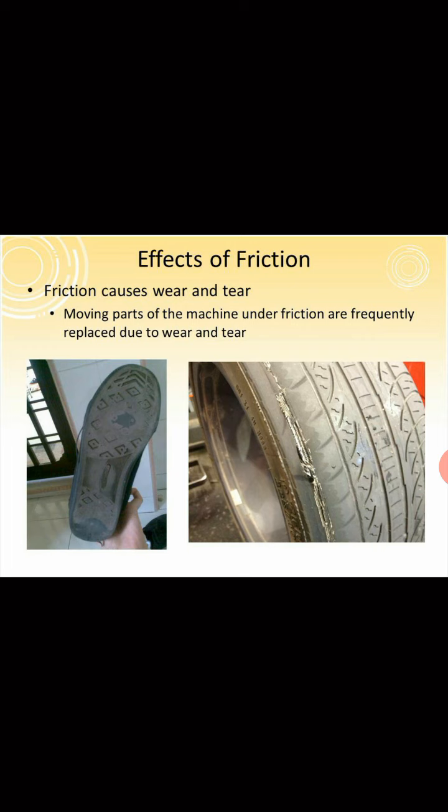Then the next image is a tire of a vehicle. When a vehicle moves on a road, there is continuous friction produced between the tire and the road. They are continuously in contact with each other and friction is created between those two. After a few years the tires also wear out and have to be replaced with a new one. So the effect of friction, we can see here, is that it causes wear and tear.